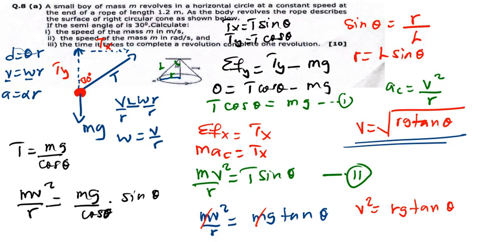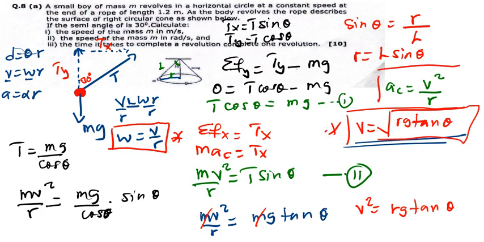So this formula is very important, and that formula is also very important. At the same time, this formula is also important. We need to know it. Then this is what we call centripetal force. Centripetal force is given by m v squared divided by r.